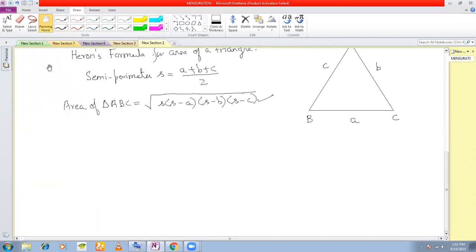Now comes a direct method for finding area of an isosceles triangle.